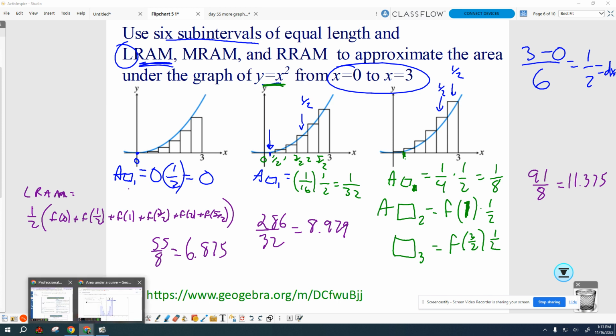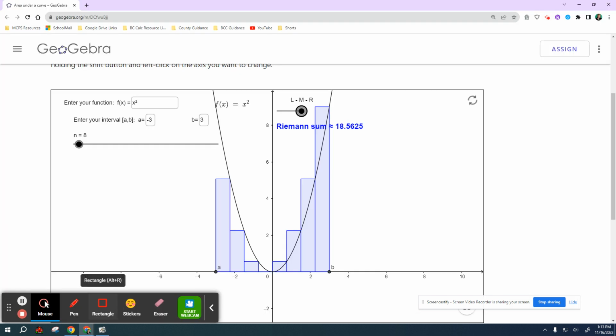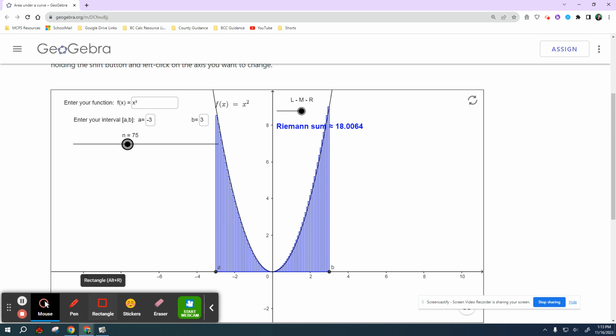I need to show you something else on there. Someone in first period was very concerned about accuracy, like, do we really need to know a more accurate answer? Well, we have ways. I could make you calculate 75 rectangles, and that's a lot closer and more accurate.